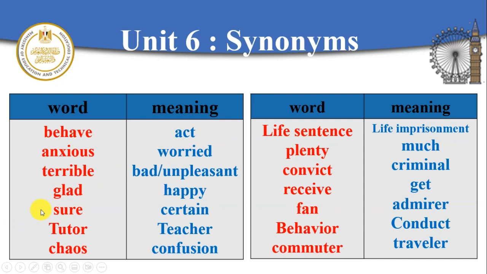Okay, sure, it means I'm certain about doing something. So I'm sure about my beliefs as a Muslim. And it means certainty or to be certain about something. Tutor, it means to have lessons or a private lesson at home. So a tutor is a teacher who gives you lessons, teaches you your subject at home. Chaos, it means confusion, to have plenty of things that are not organized. So we live in a chaotic world, meaning a confusing world.